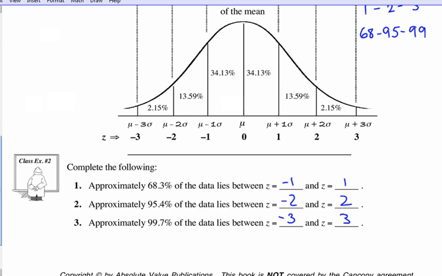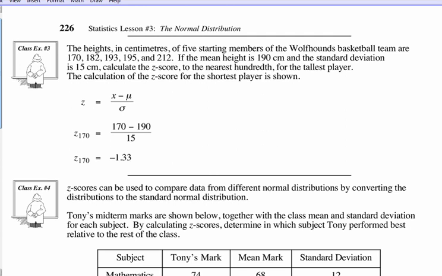So let's look at some examples now using this formula to calculate z-scores. The heights in centimeters of 5 starting members of the Wolfhounds basketball team are the following. If the mean height, so let's write that to the side. Whenever I'm given a mean and standard deviation, I always write that down first. So mean is 190 and standard deviation is 15. It says calculate the z-score to the nearest hundredth for the tallest player.